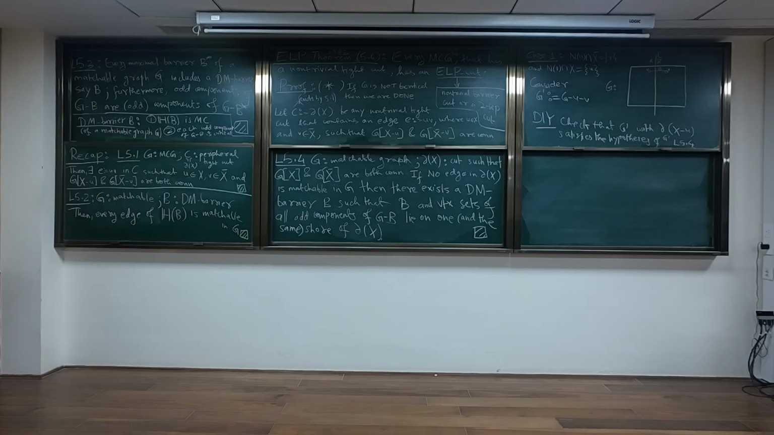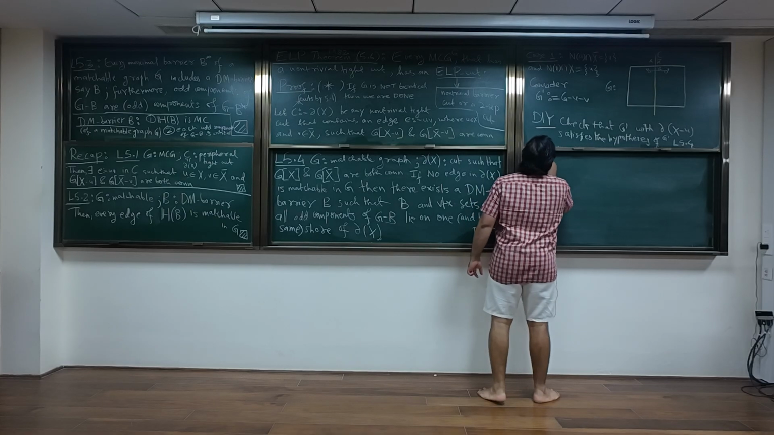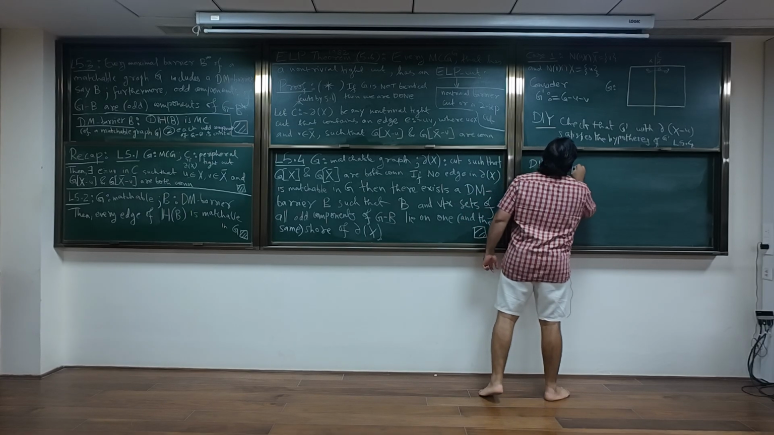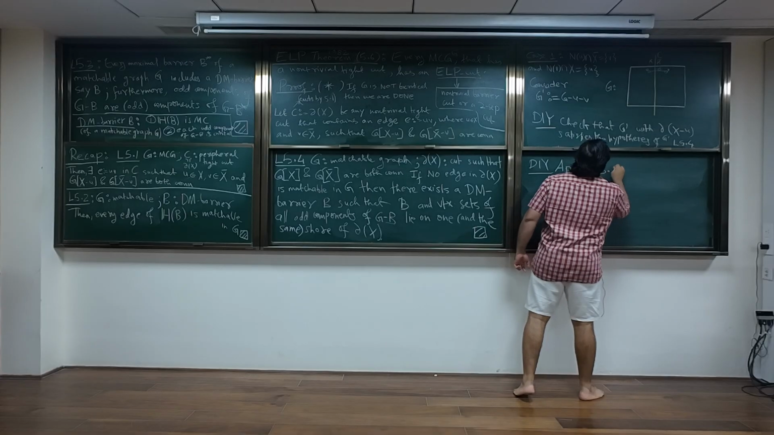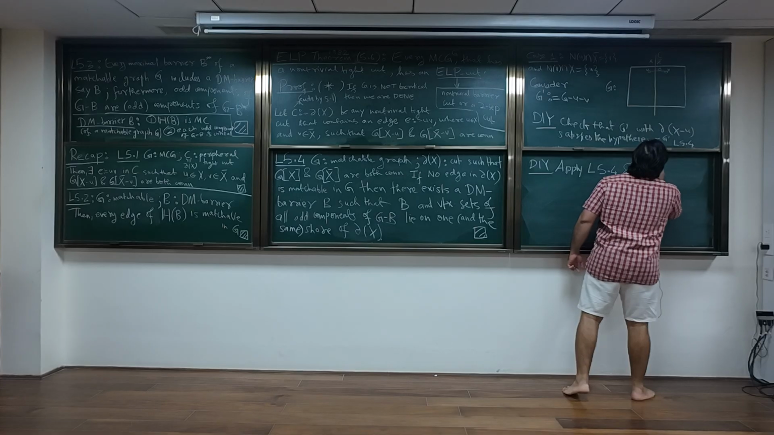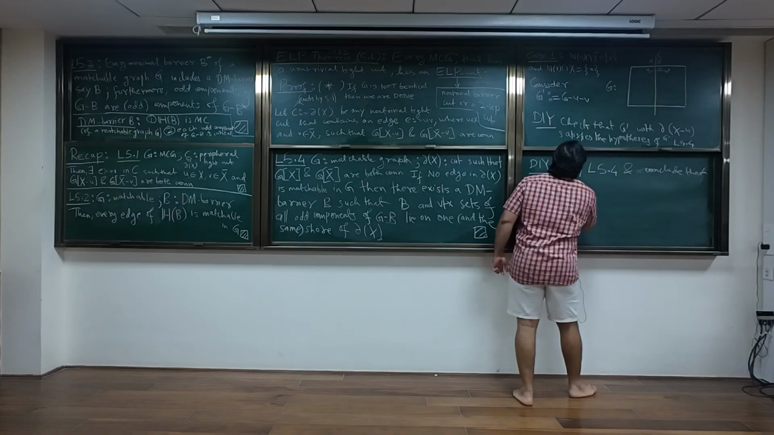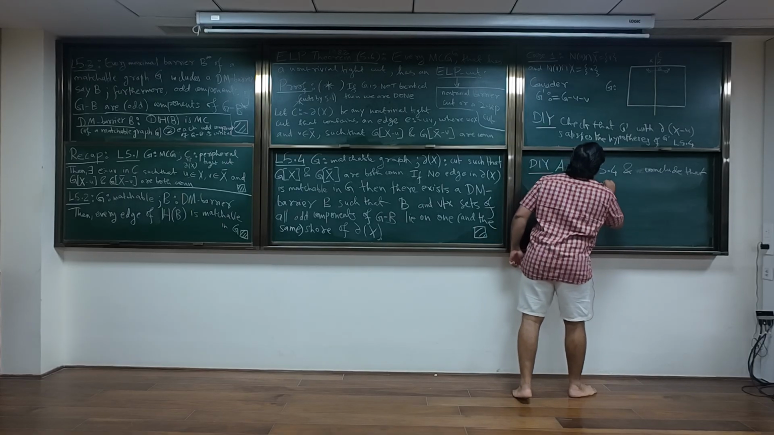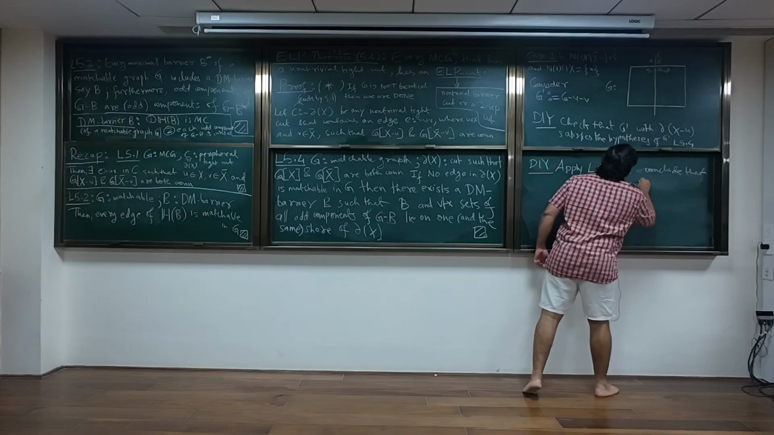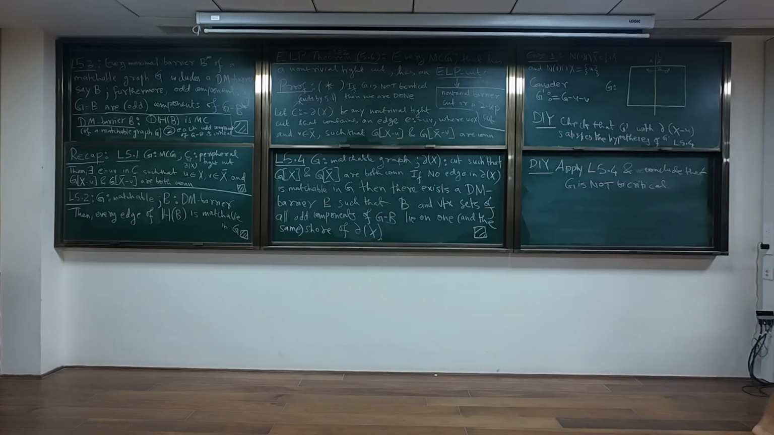If you are done with this DIY, here's your next DIY. Apply Lemma 5.4 and complete the proof. Conclude that the graph G is not bicritical. If you do both of these, this case is finished.